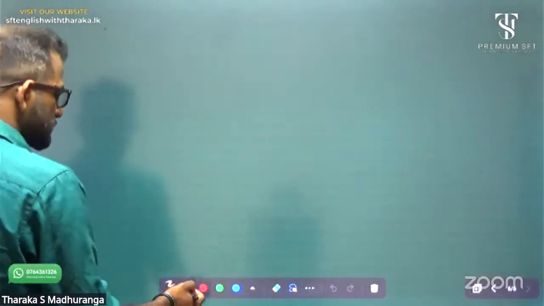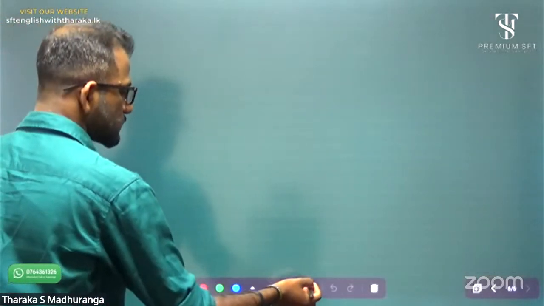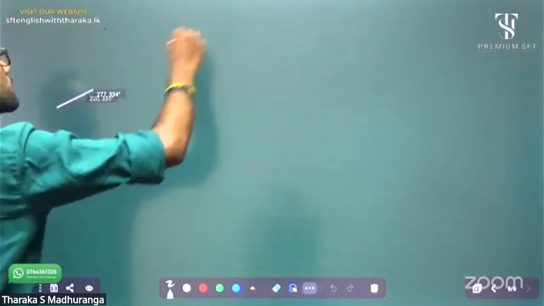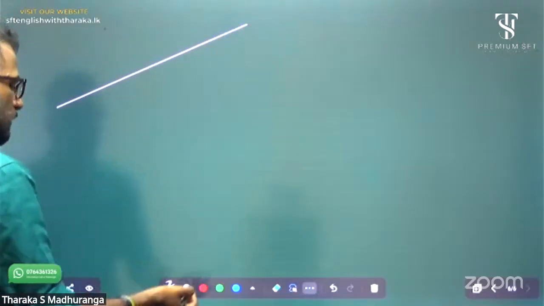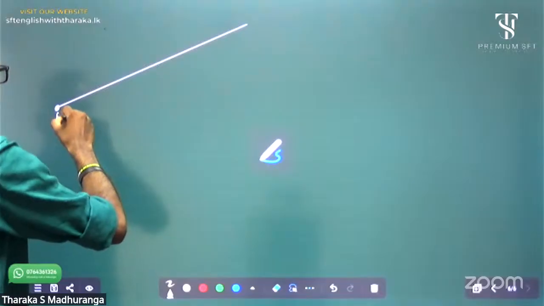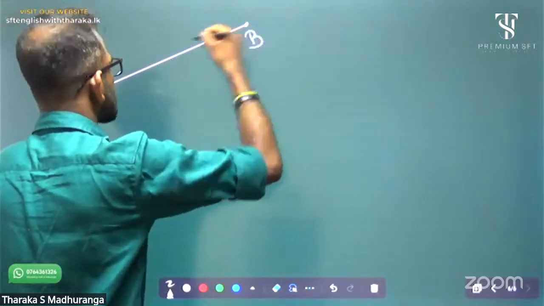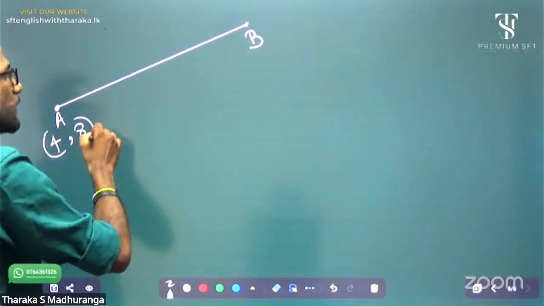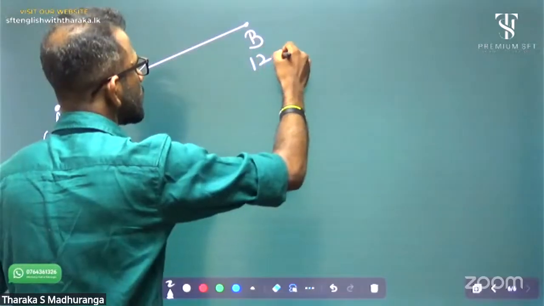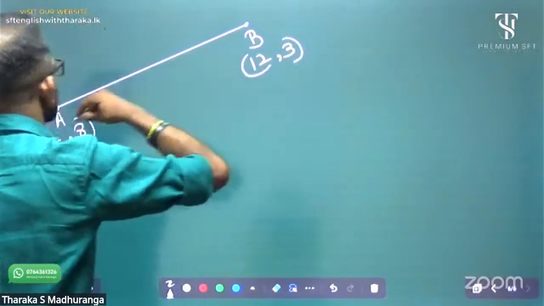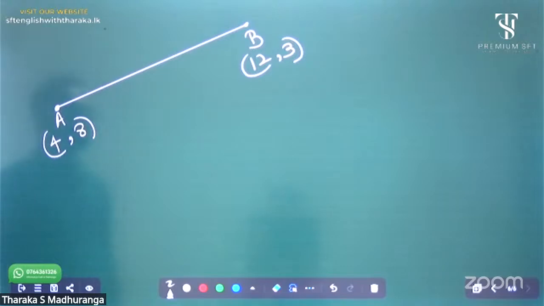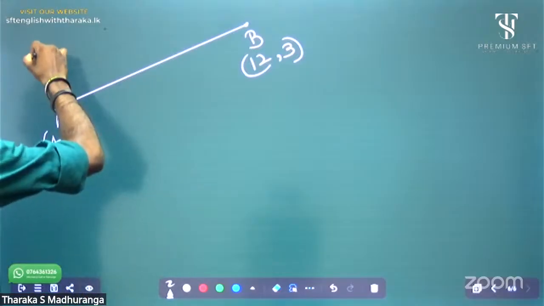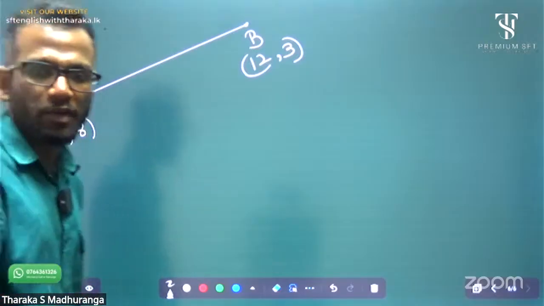Exercise number 1. It's AB straight line. Now it is 4 comma 8, 12 comma 3. Okay, can you calculate the length of this AB straight line, or the distance between points A and B? Question part number 1. Okay, can you calculate?